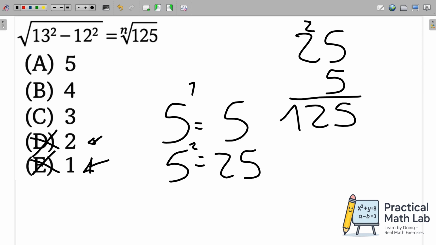So we knew here that it's 3, because 5 to the power of 3 is 125. And if n equals 3, the cube root of 125 is 5. So n equals 3. That's the correct answer.